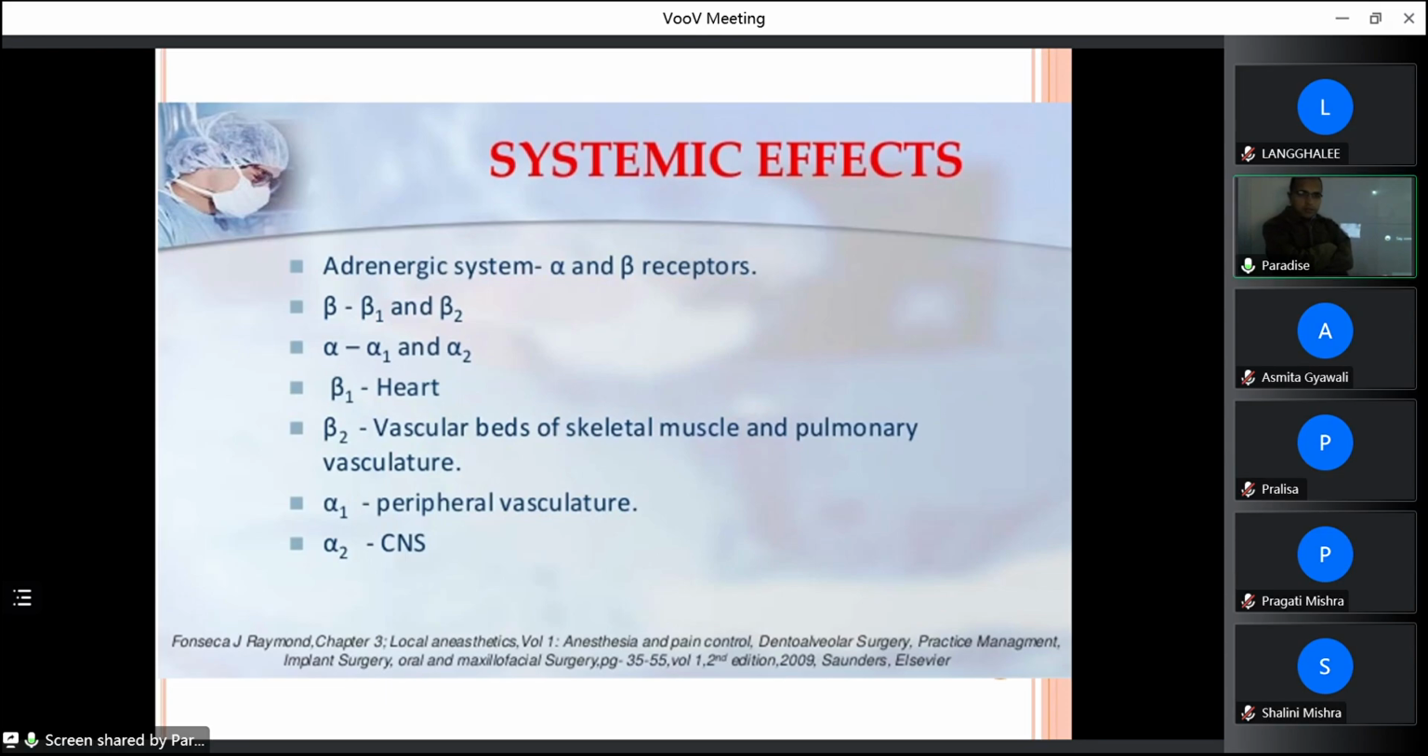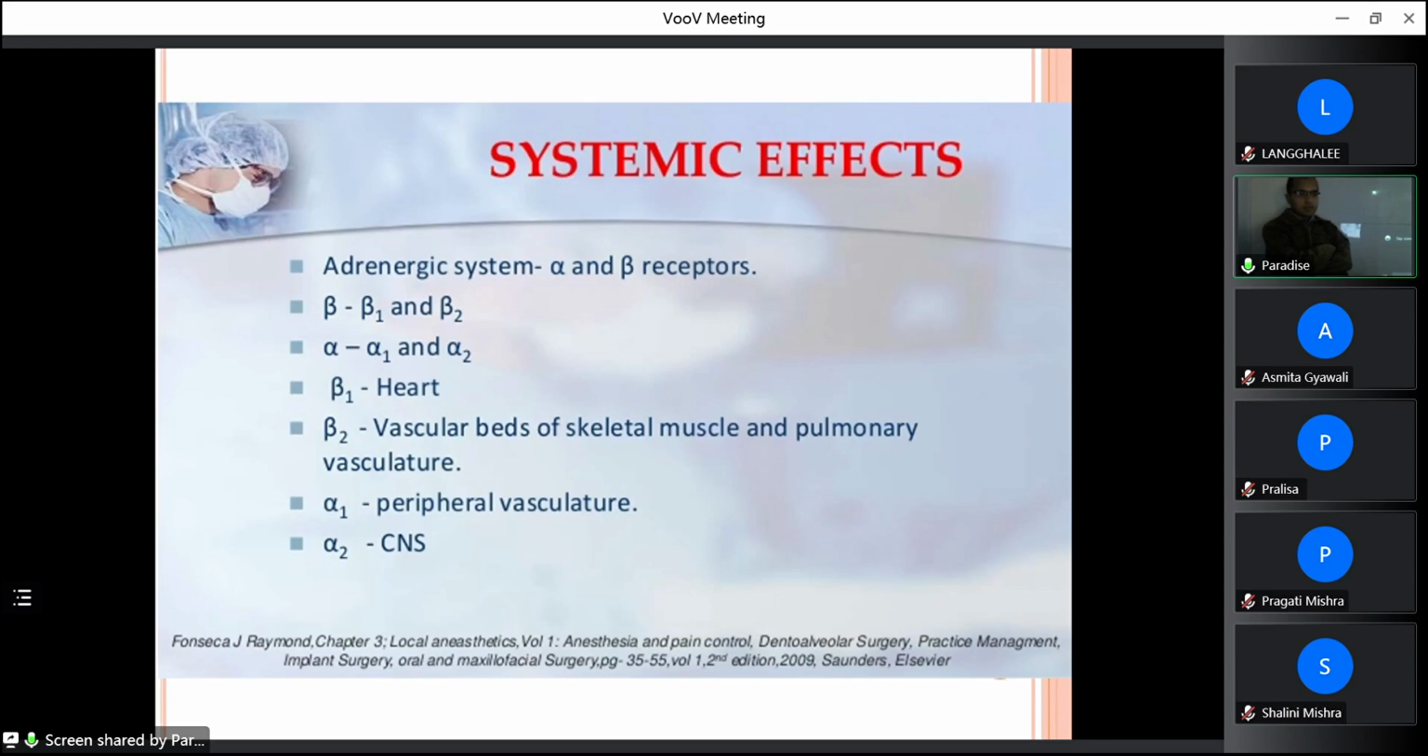The systemic effect: the adrenergic system consists of two types of receptor, alpha and beta receptor. Again, alpha receptor is of two types, alpha 1 and alpha 2. Beta receptor is also of two types, beta 1 and beta 2. Beta 1 receptor is present in the heart. It causes tachycardia, increases heart rate.